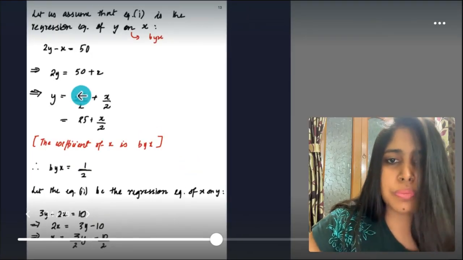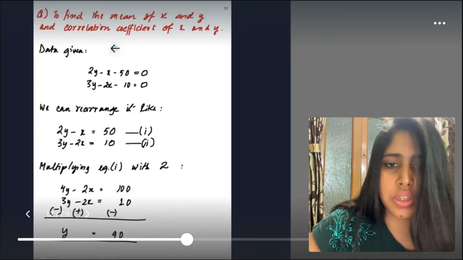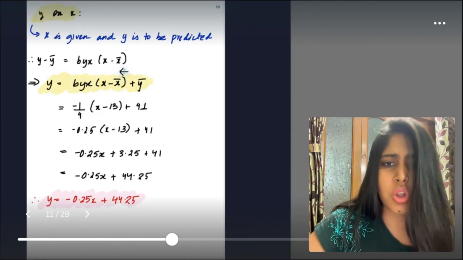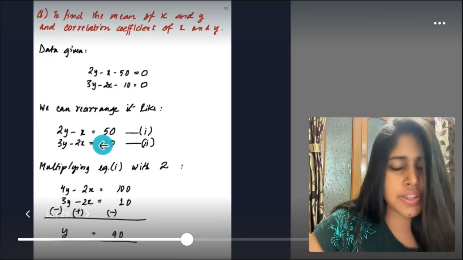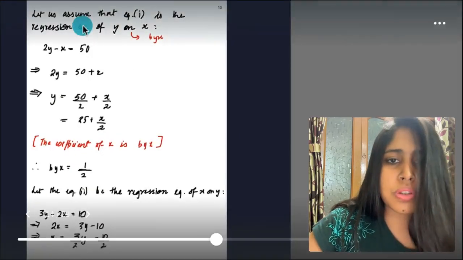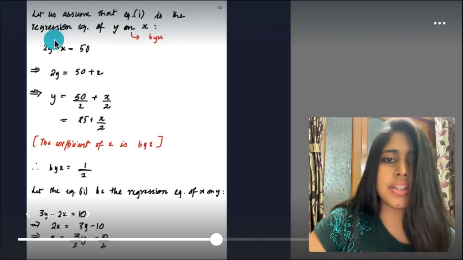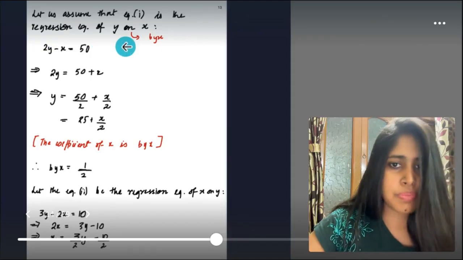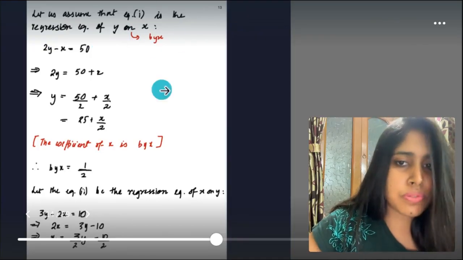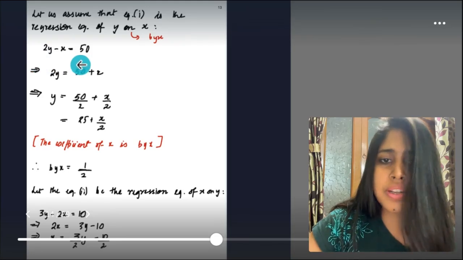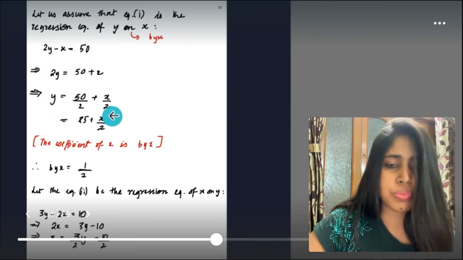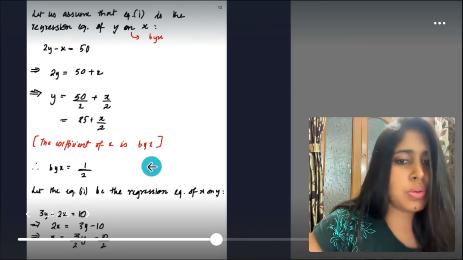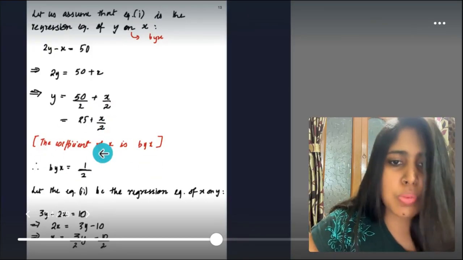Now let us assume that equation 1 is the regression equation of x on y, or y on x, whatever I've written. See, equation 1 is 2y minus x is equals to 50. So we will assume that this equation 1 is the regression equation of y on x, which basically means that we need to find byx. So 2y minus x is equals to 50, then y is equals to 25 plus x by 2. The coefficient of x is byx. So byx is equals to 1 by 2.